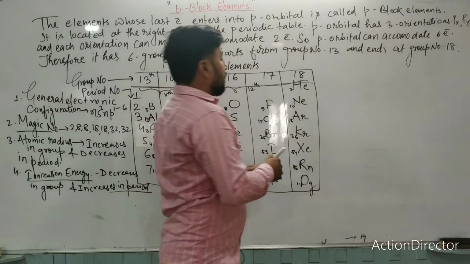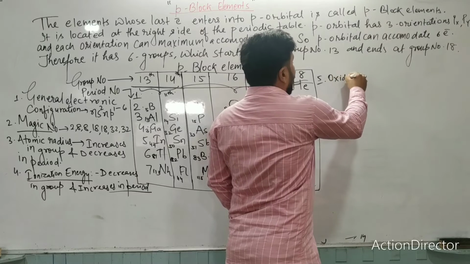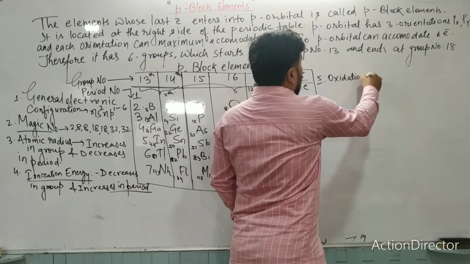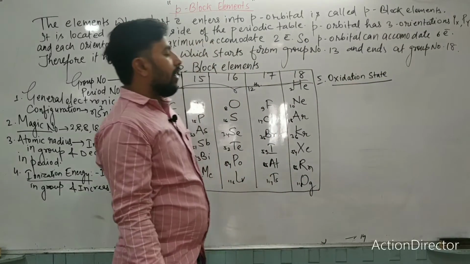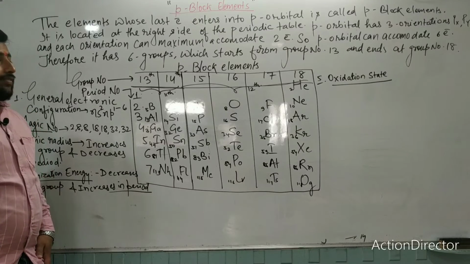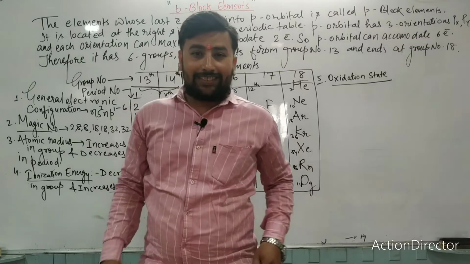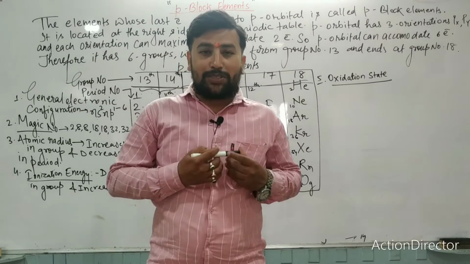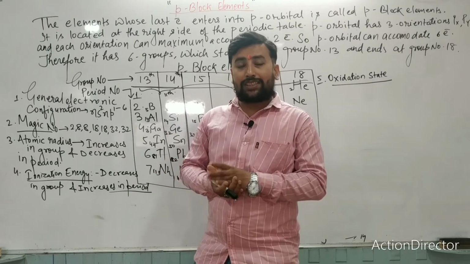Do you know oxidation state? What is oxidation state? What is valency? What is a valence electron? Variable valency is called oxidation state. What is valency? You have learned the definition of valency, right? Valency means the combining capacity of an element.